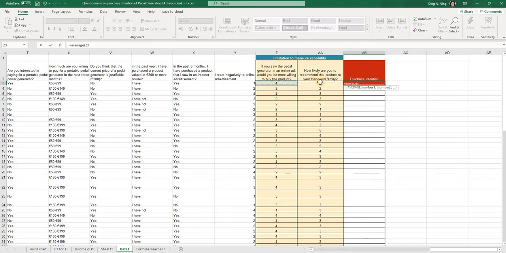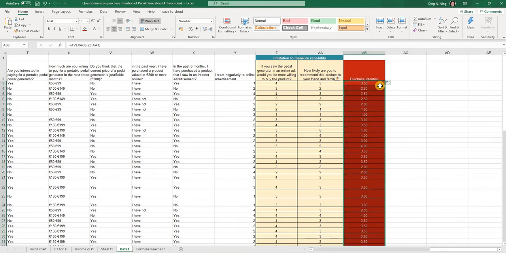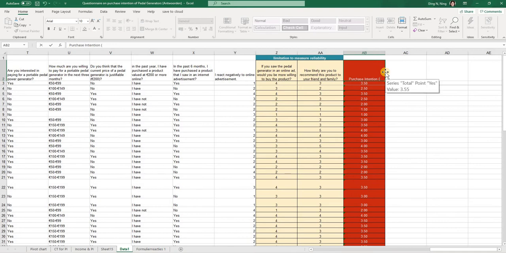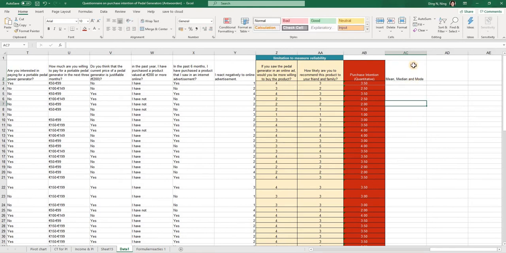So it comes from the average of these two parallel questions. And I round it to two decimals, and I do it for the rest of the variables. And then I can see that these are the averages for these two parallel questions for purchase intention. And after I average them, this purchase intention variable becomes a quantitative variable. When we report the central tendency, we can use mean, median, and mode to report this quantitative variable.